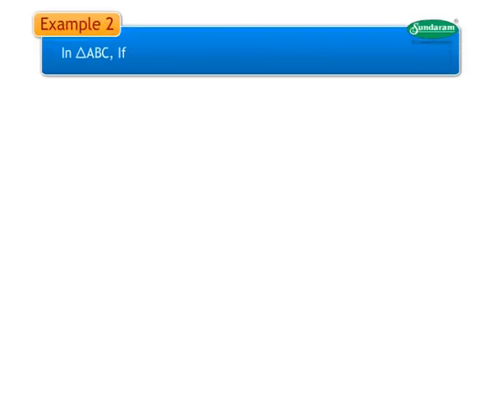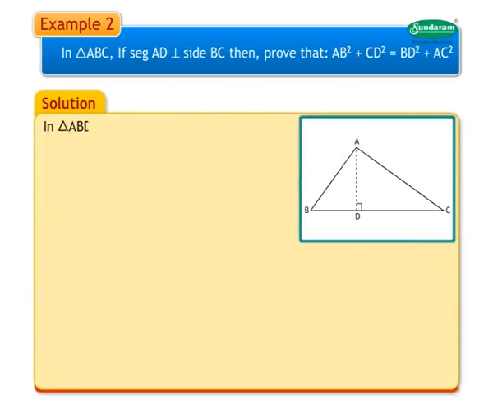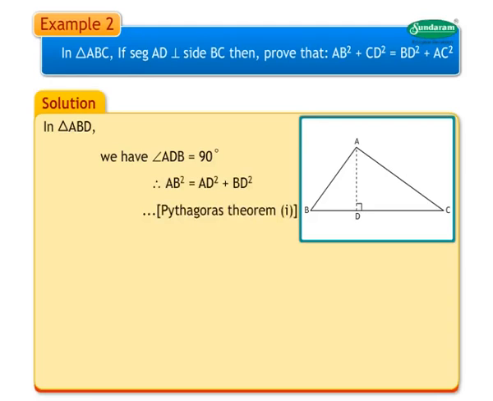Example 2. In triangle ABC, if segment AD is perpendicular to side BC, then prove that AB square plus CD square is equal to BD square plus AC square. Solution. In triangle ABD, we have angle ADB is equal to 90 degrees. Therefore, AB square is equal to AD square plus BD square by Pythagoras theorem. Let us mark this equation as 1.